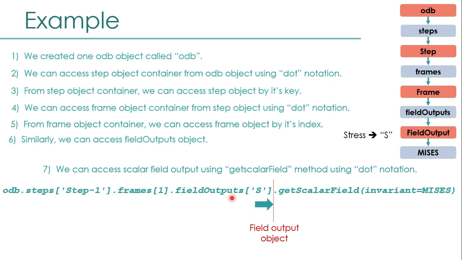So same thing we are doing here, right? One of the key points here is, again we are using the dot notation, but we are using the parenthesis instead of square brackets to use the particular method. Okay, so at this point you have all the MySys field output data.